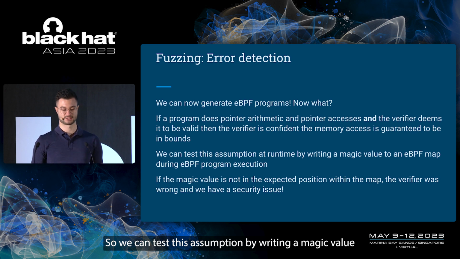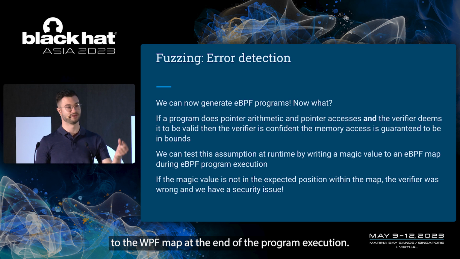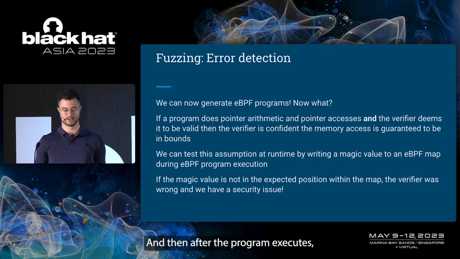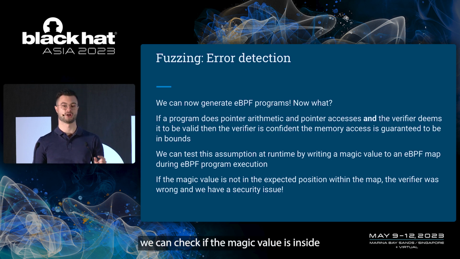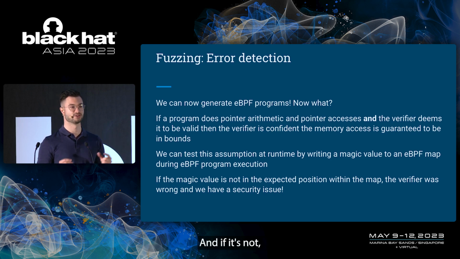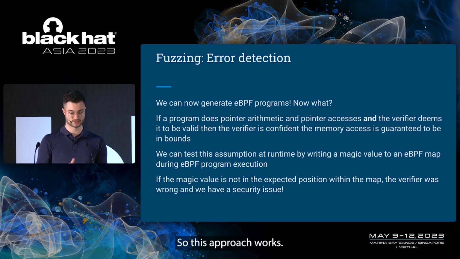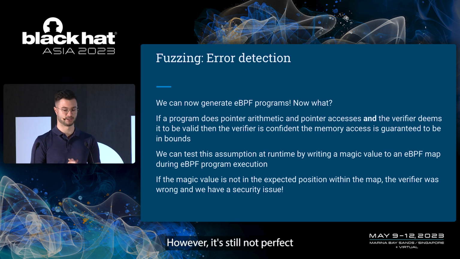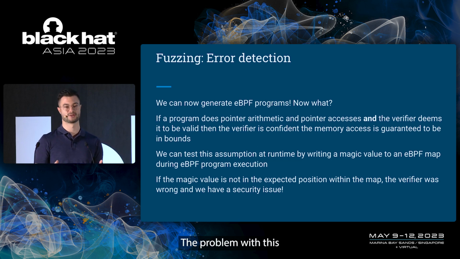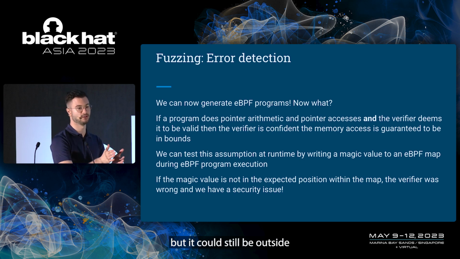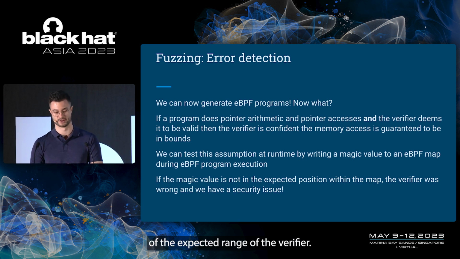So we can test this assumption by writing a magic value to the eBPF map at the end of the program execution. And then after the program executes, we can check if the magic value is inside of the expected range of memory. And if it's not, that means the value was written out of bounds. So this approach works. However, it's still not perfect, and we have an improved version of the error detection coming up. The problem with this is that the write could be in bounds, but it could still be outside of the expected range of the verifier.